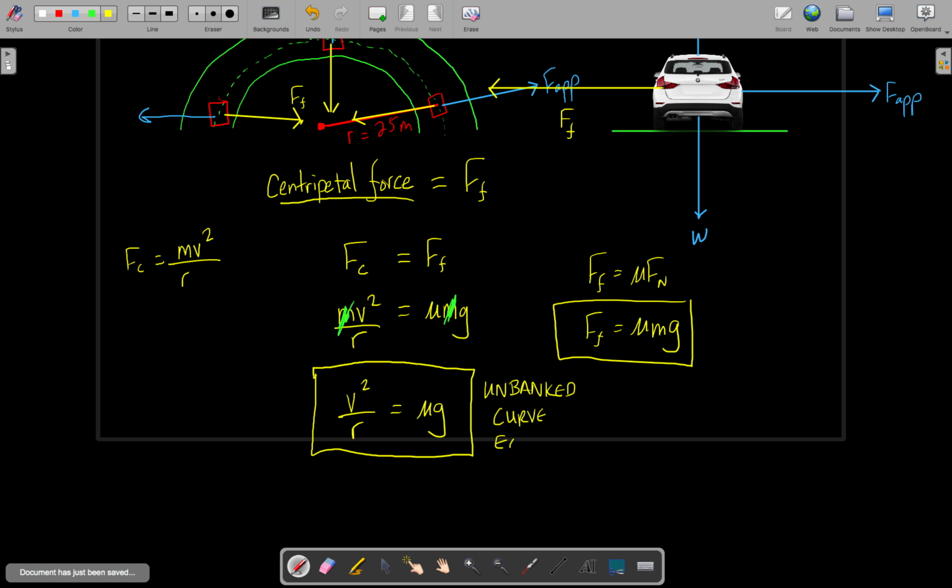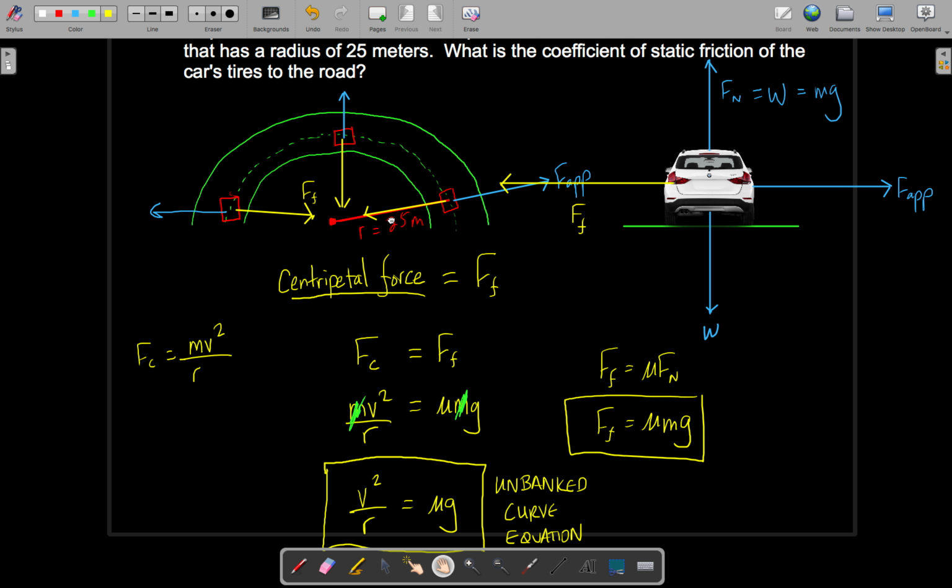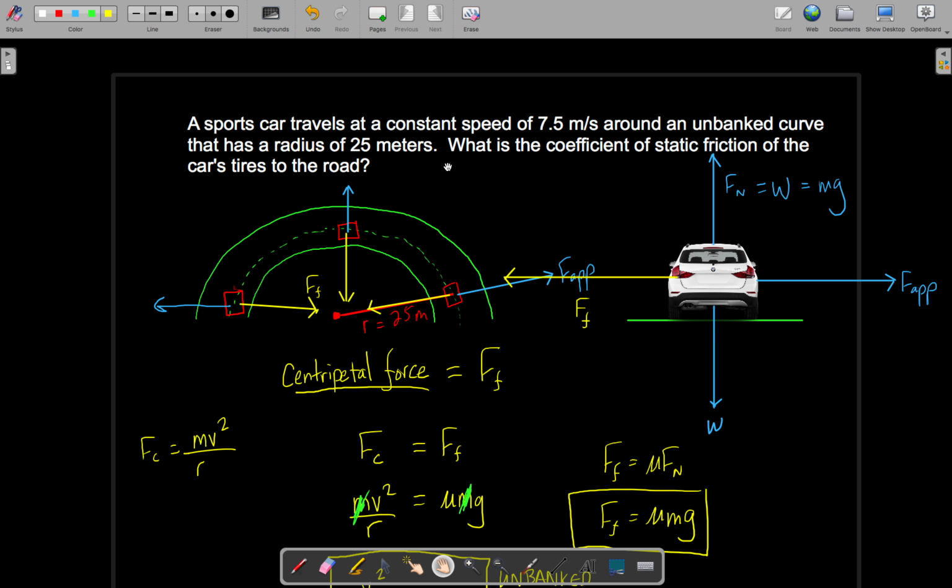So this is the unbanked curve equation. This is something that you might need to know, okay? We're going to actually use this equation to solve for our question here. So the question again, what is the coefficient of static friction of the car's tires to the road? So let's break this down. The question is asking for the coefficient of static friction. So we're looking for mu.